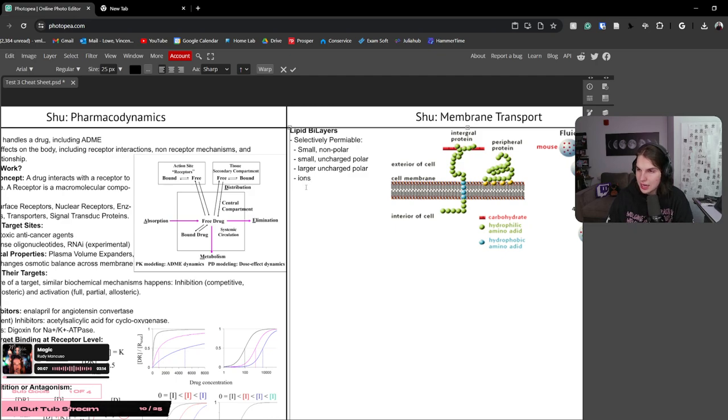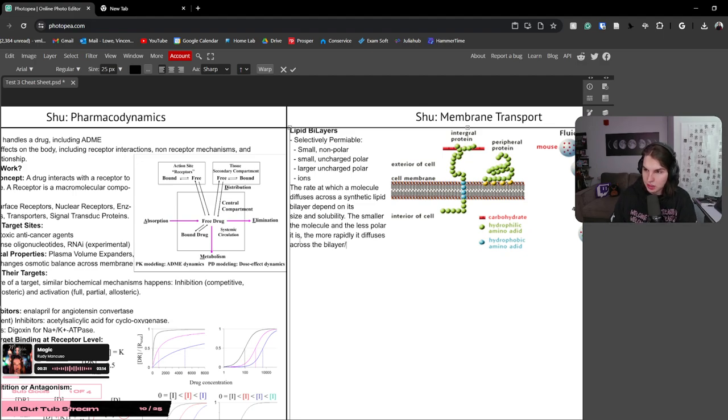So for this, the rate at which a molecule diffuses across a synthetic lipid barrier depends on its size and solubility. I'm just going to put this into one sentence. The smaller the molecule and the less polar it is, the more likely it is to diffuse across the bilayer, which is pretty common terminology. That's why a lot of drugs are small molecules, because you want small molecules to get across bilayers.